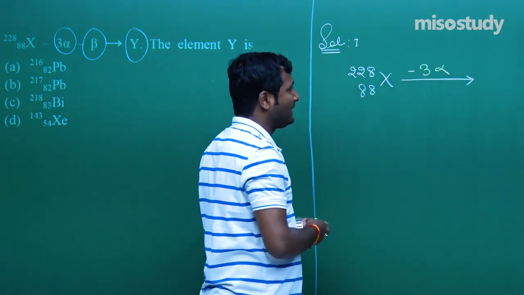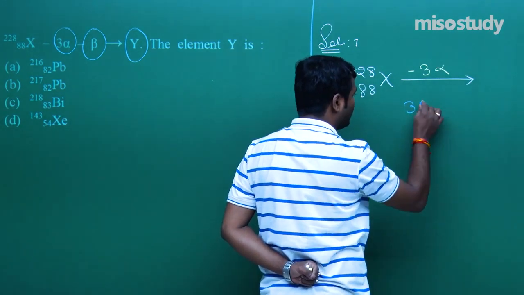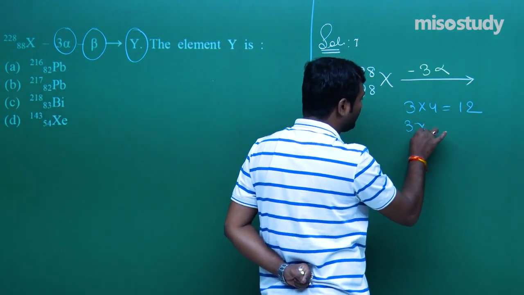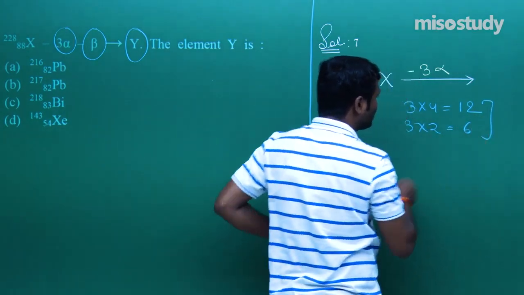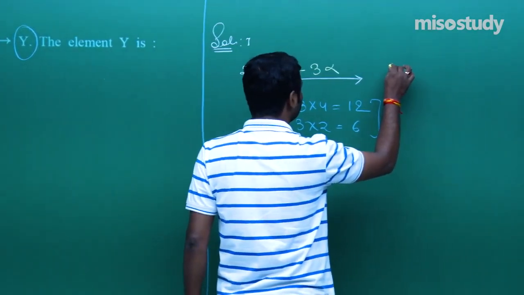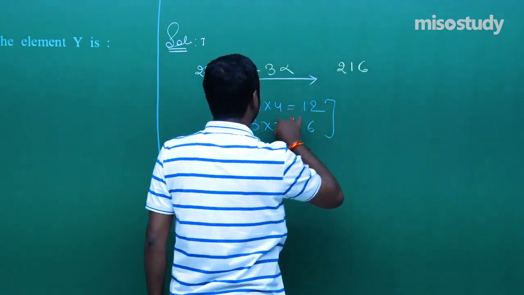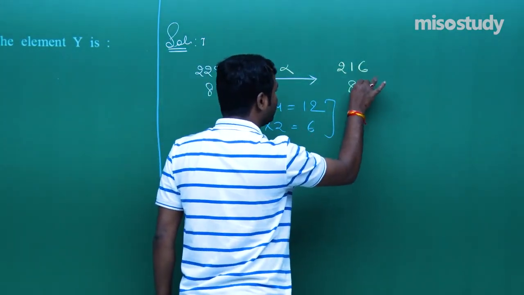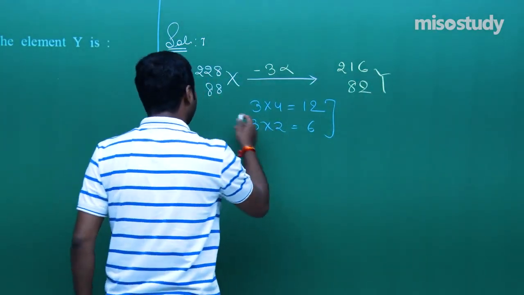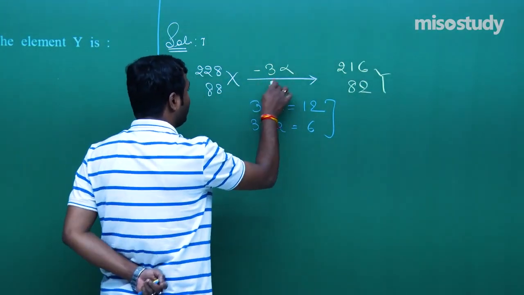If there is an emission of 3 alpha particles, then the new element will have mass number decreased by 12 and atomic number decreased by 6. So the new element will have mass number 228 minus 12, that is 216, and 88 minus 6, that is 82, that is Y. This is the case.